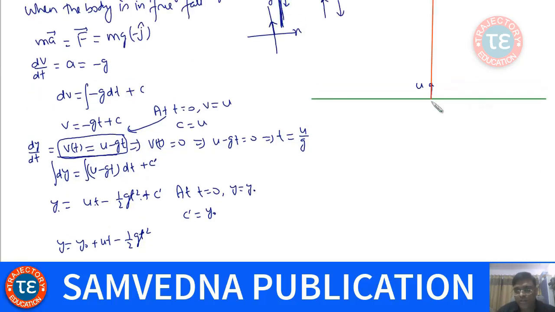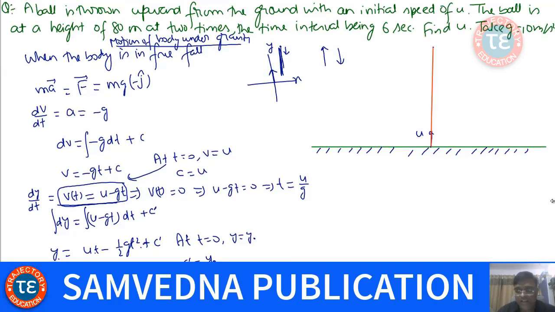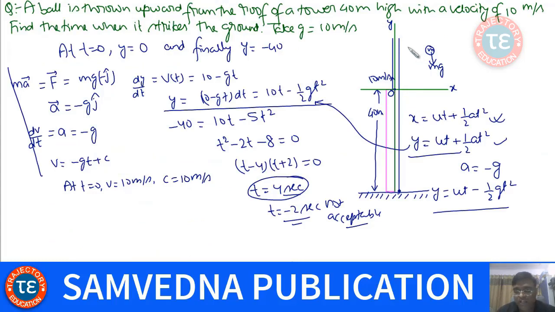Let y naught be 0. If the body is thrown from the ground itself, then y naught is going to be 0. Moreover, the value of y naught will depend on the coordinate system we choose. Like in the last question, if I would have taken this as the origin, in that case y naught would have been different from 0. y naught would have been 40, and the final y(t) would have been 0. That is also one way you can do the question.